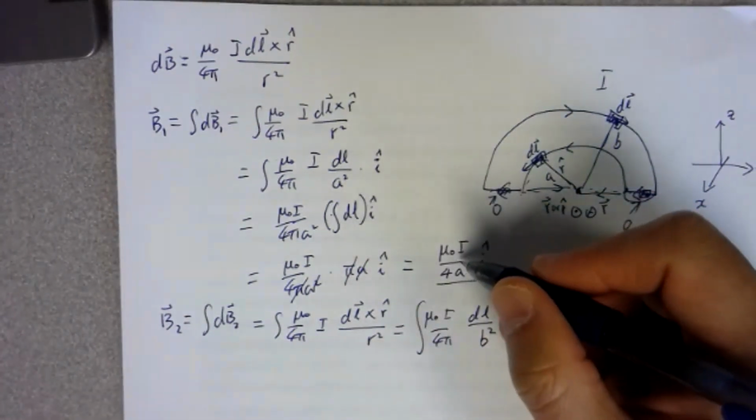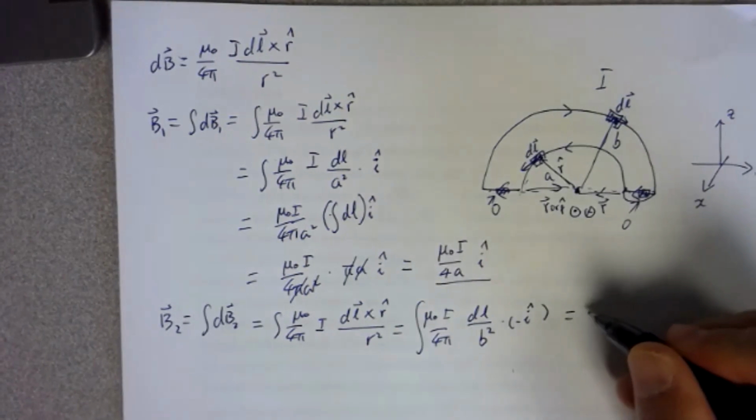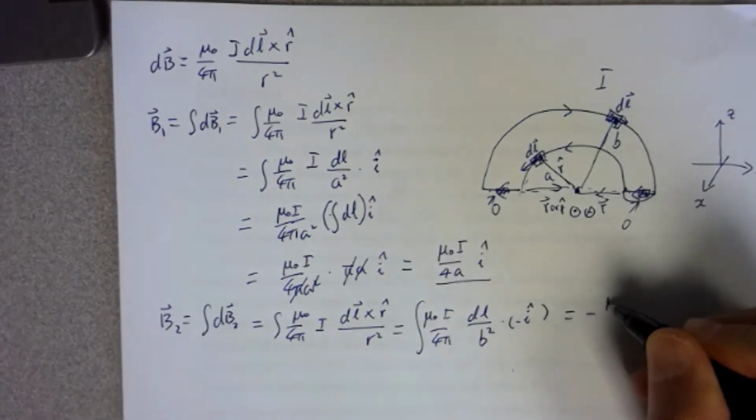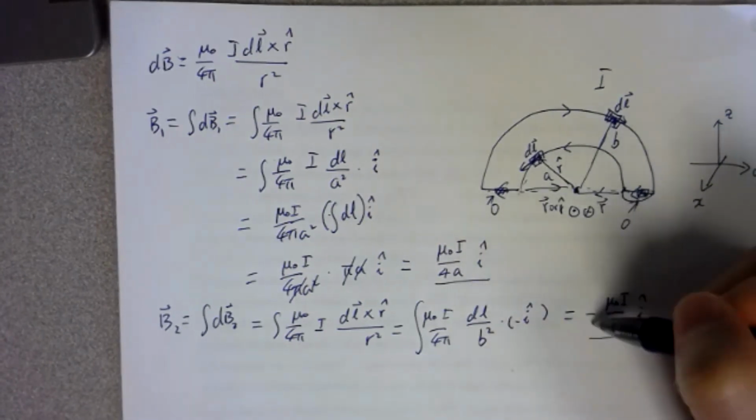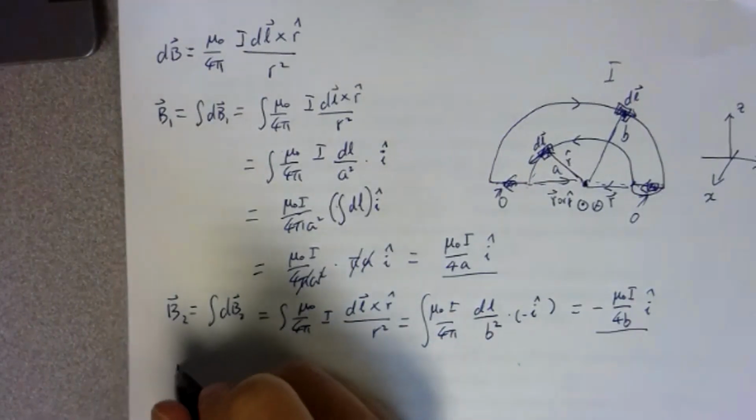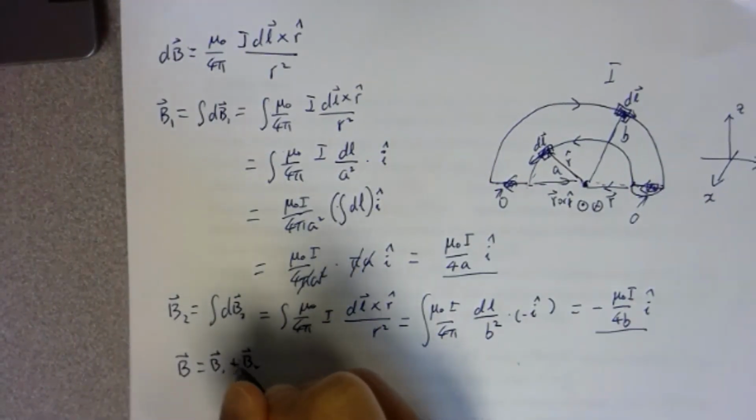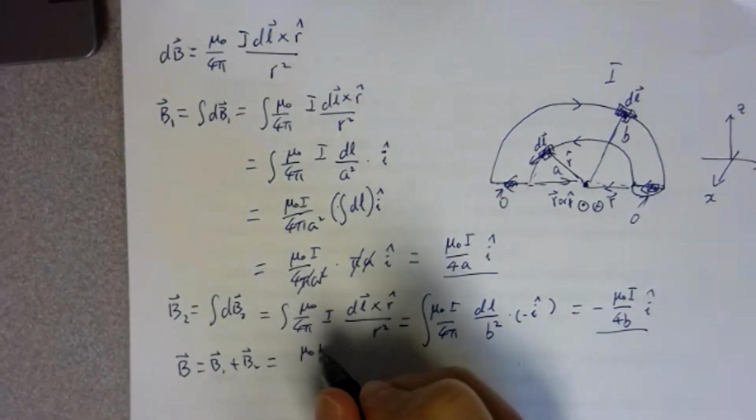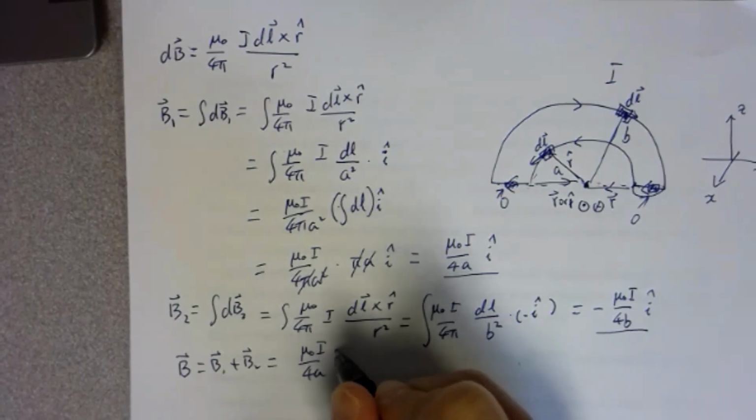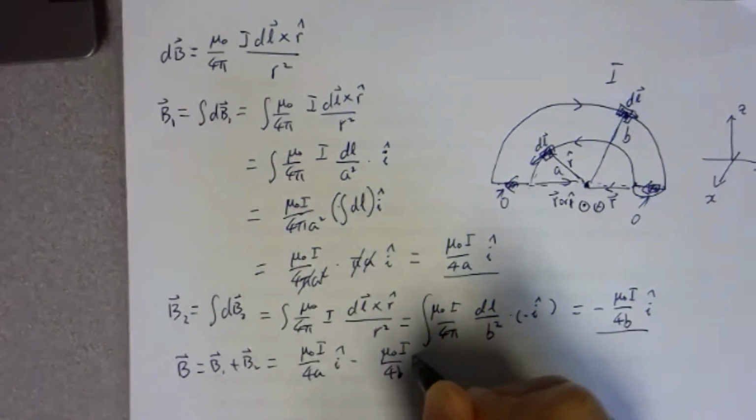So the result will be similar to this guy, but now you change A into B, and then with minus i, so it will be minus mu naught I over 4B times i direction. Then you add these two up, B1 plus B2, to be the total B. Total B equals B1 plus B2. So this guy plus that guy: mu naught I over 4A in the i direction minus mu naught I over 4B in the i direction.